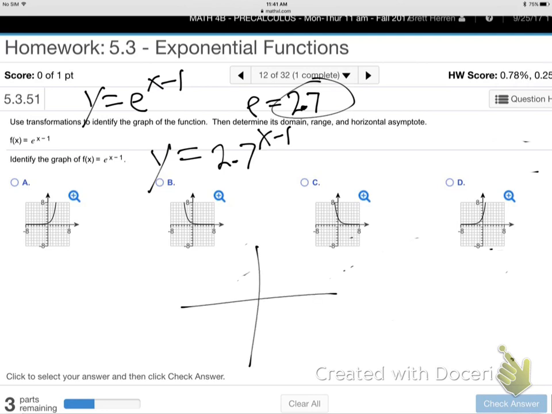So what's that going to do? Well, what's the number out here added or subtracted? 0. So that's my horizontal asymptote, 0. What's the number multiplied? 1 times 2.7 to the x minus 1. So 1, and it's all positive. And what is that minus 1 going to do? Right 1, because it's opposite. So jump to the right 1, and there you go.